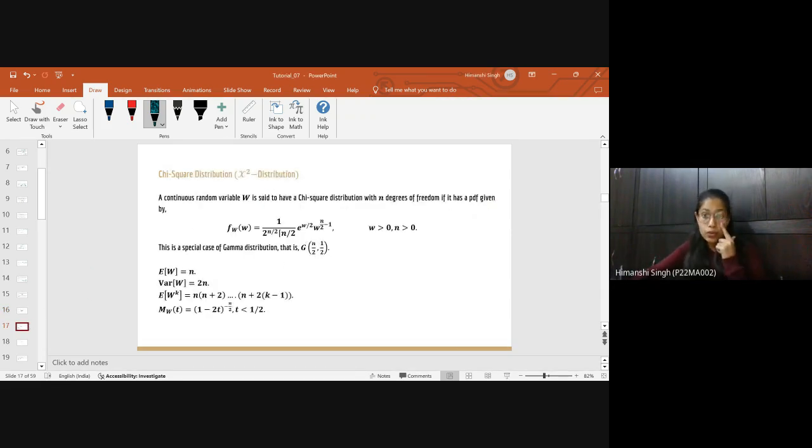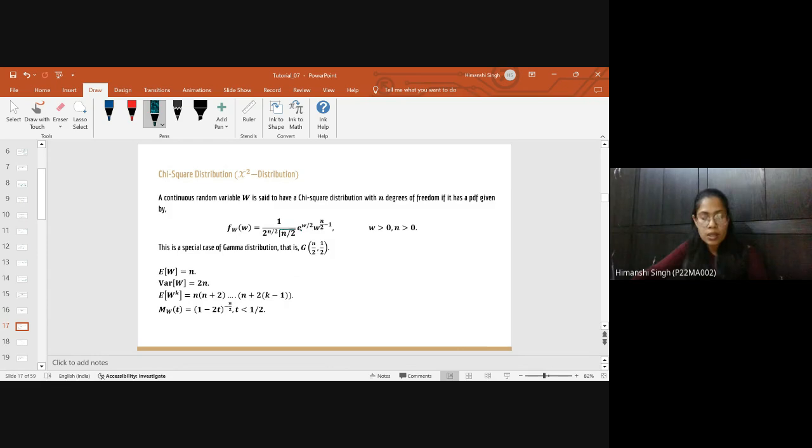Then the chi-square distribution was also studied and given. If I have a continuous random variable, we say that it follows a chi-square distribution with n degrees of freedom if its PDF is given as 1 upon 2 to the power n by 2 gamma n by 2, times e to the power minus w by 2, times w to the power n by 2 minus 1, where w is greater than 0. Then this is basically the chi-square distribution.